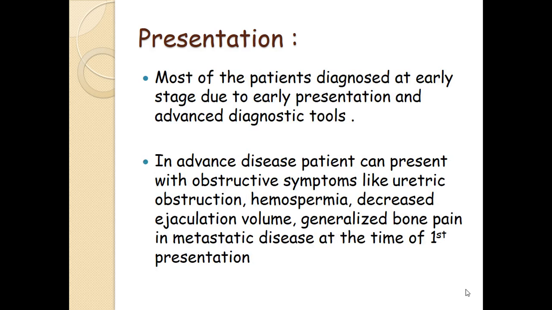Most patients are diagnosed at an early stage due to early presentation and advanced diagnostic tools. In advanced disease, patients can present with obstructive symptoms like ureteric obstruction, hemospermia, decreased ejaculation volume, and generalized bone pain in metastatic disease at the time of presentation. So once the patient has metastatic disease, they can present with the symptoms of benign prostate hyperplasia, obstructive symptoms, and bone pain or generalized body pain.